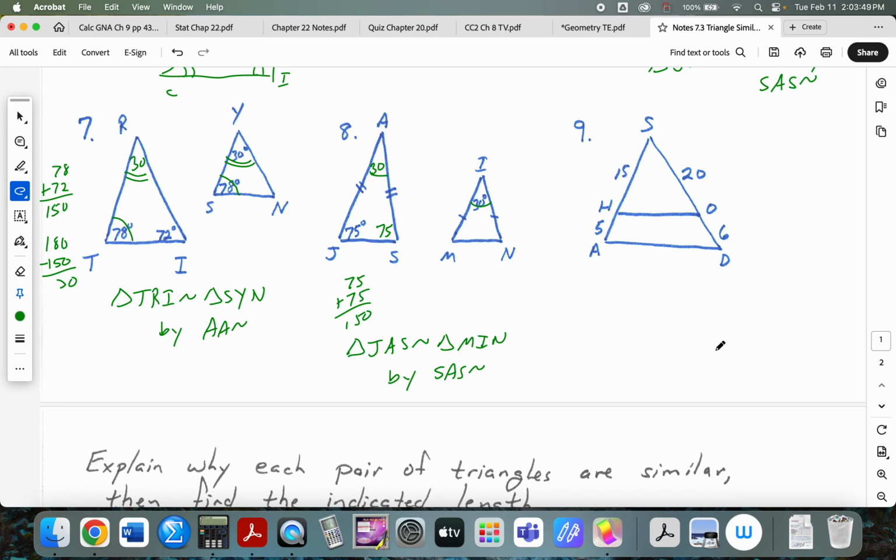All right, for number 9, those two overlap each other. So I'm going to take them apart.